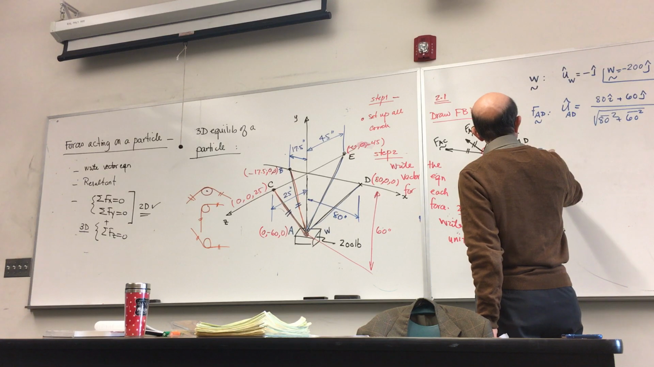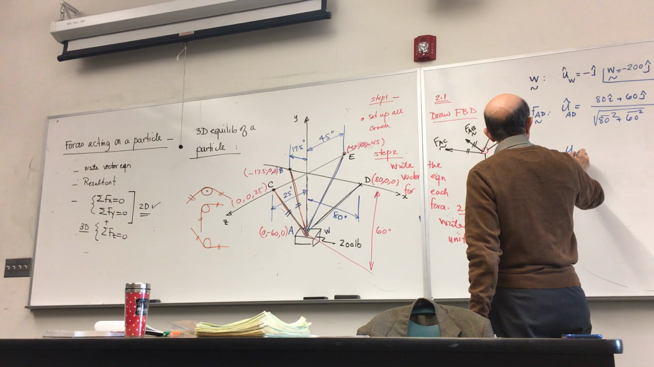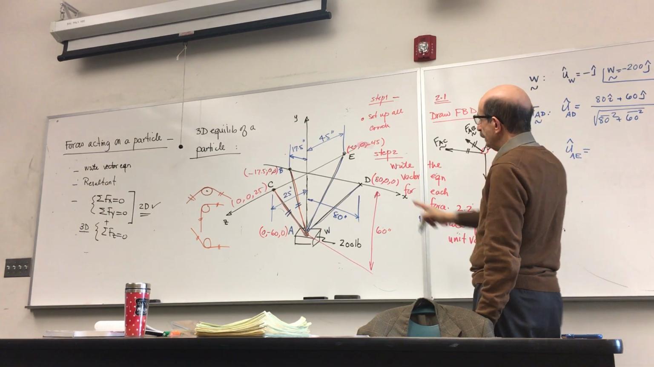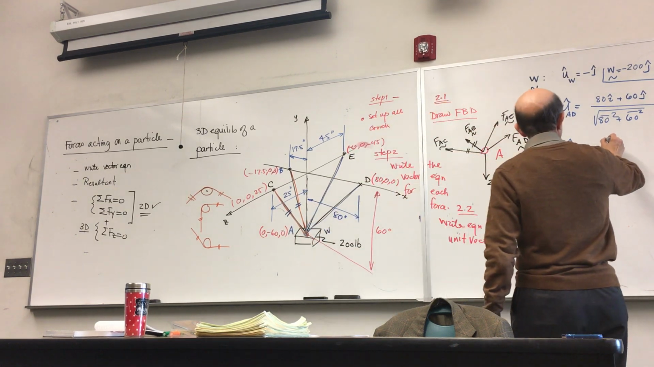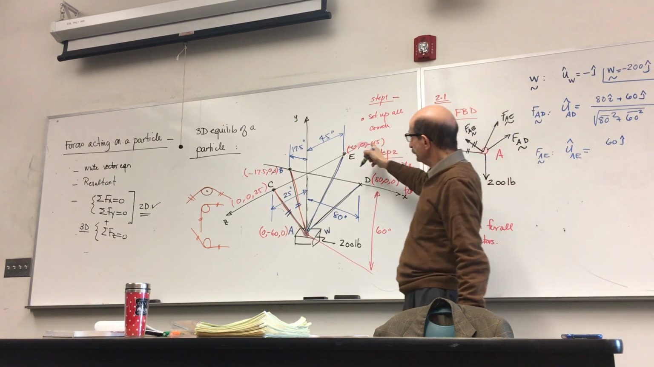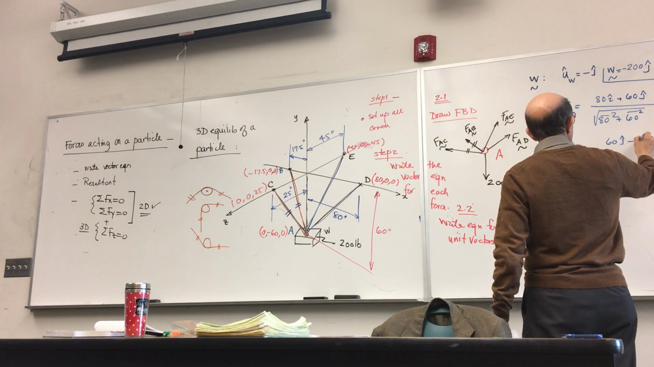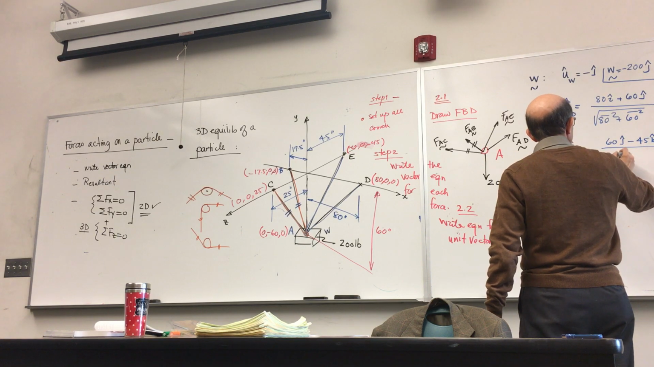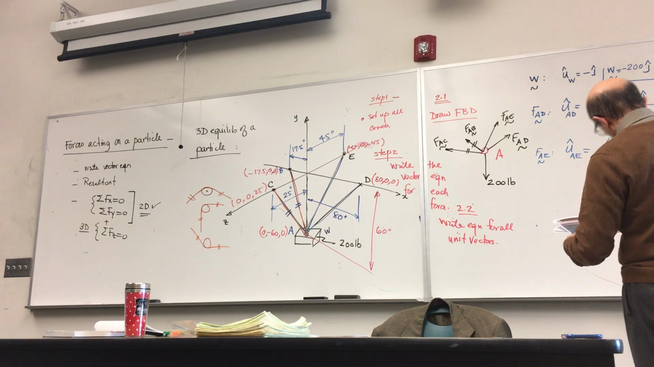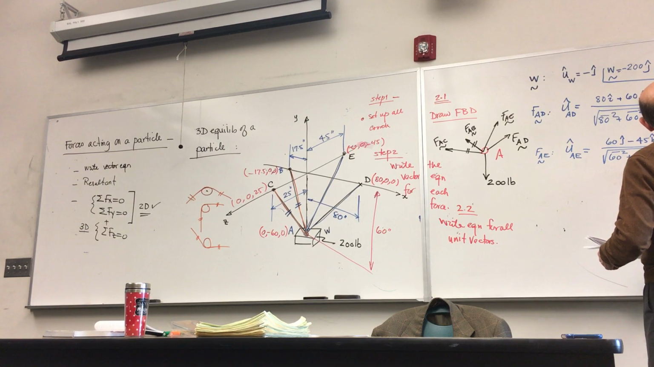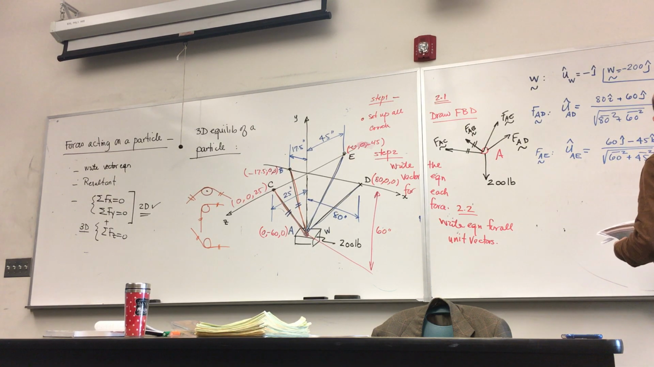For F of AE, you need the unit vector of AE. Okay? AE, tip minus tail. 0 minus 0, 0. 0 minus negative 60, so it would be 60J. Negative 45 minus 0, so it would be negative 45K, divided by the square root of 60 squared plus 45 squared. So that will give you F of AE, and that simplifies to F of AE times 0.8J minus 0.6K. Okay.